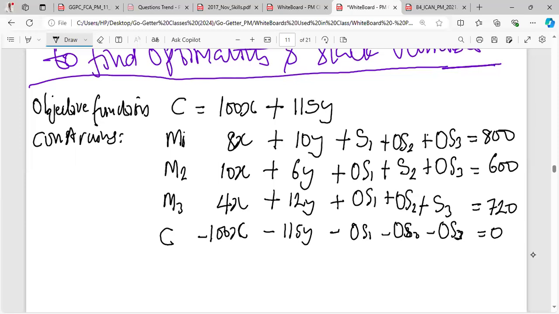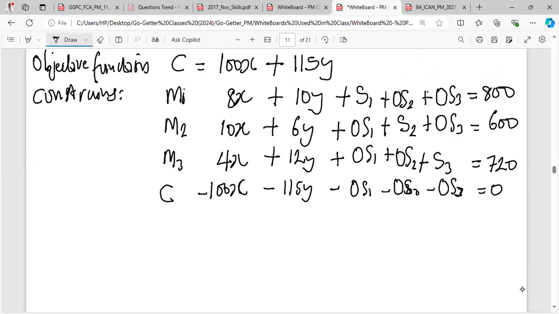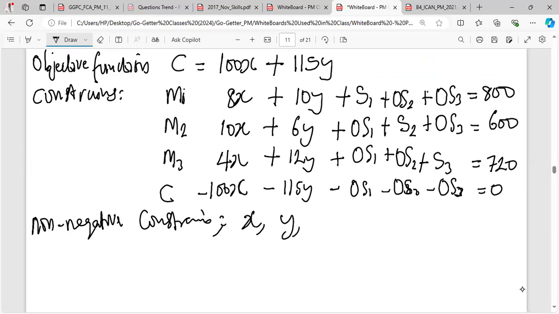Now we know that our non-negative constraint, I want you to remember all of these. Non-negative constraint: we have x, y, s1, s2, s3. We know they have to be greater than or equal to 0. That was the first thing you're going to do.